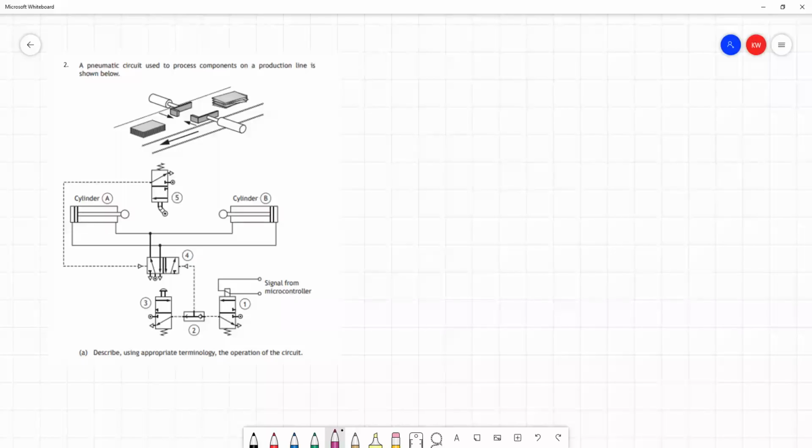This is question 2 from the Describe Questions practice sheet for the pneumatics section of Mechanisms and Control. So we're given a pneumatic circuit being used to process components on a production line. Our approach will be the same as for other questions. We're going to identify, first of all, where air can be supplied to this circuit and what it's currently doing, and then what we as a user can actually do. And from that, that will give us our path to describe the operation of the circuit.